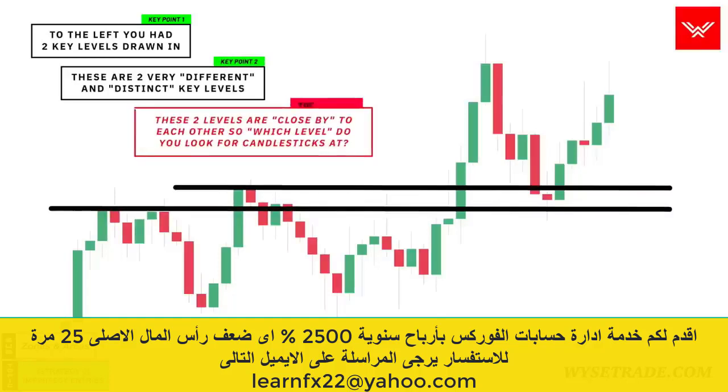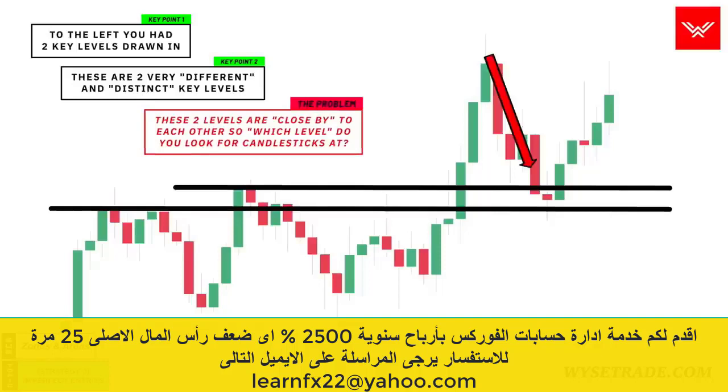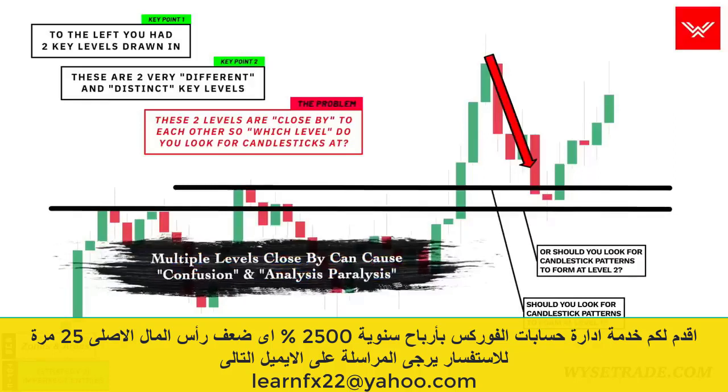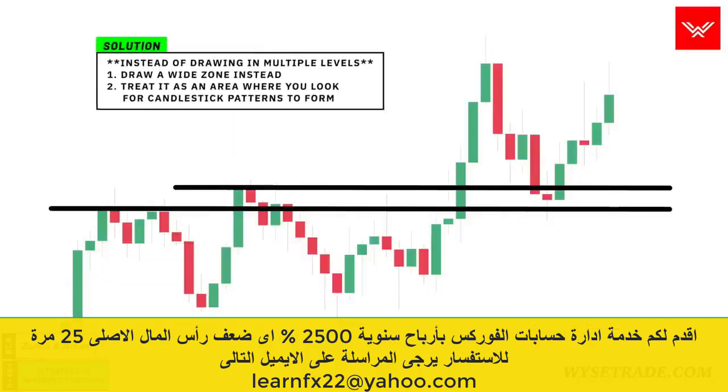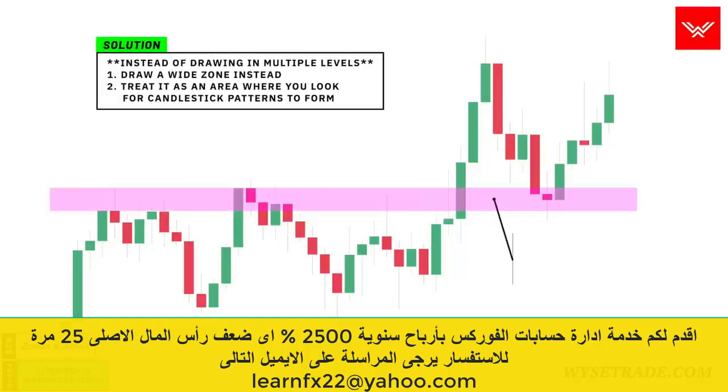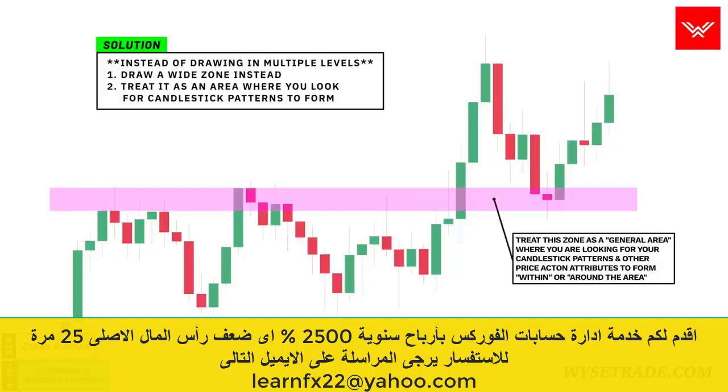And here's the problem. Since these levels are close by to each other, as price is approaching these levels, you are thinking to yourself, should I look for candlestick patterns at this first level, or should I look for candlestick patterns at the second level? Having multiple levels drawn in close by to each other can cause confusion and analysis paralysis. Now, to get around this problem, instead of drawing in multiple levels, what you do is you draw in a wide zone like this, and treat the zone as a general area where you look for candlestick patterns to form within or around. This is very important.